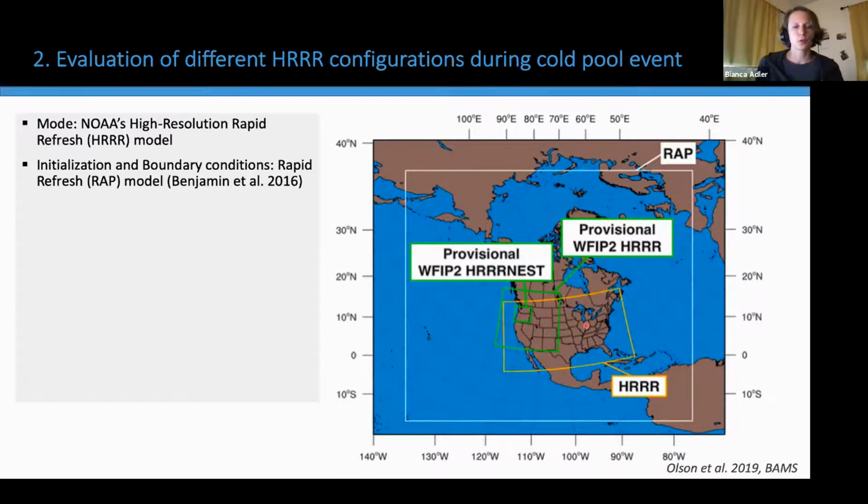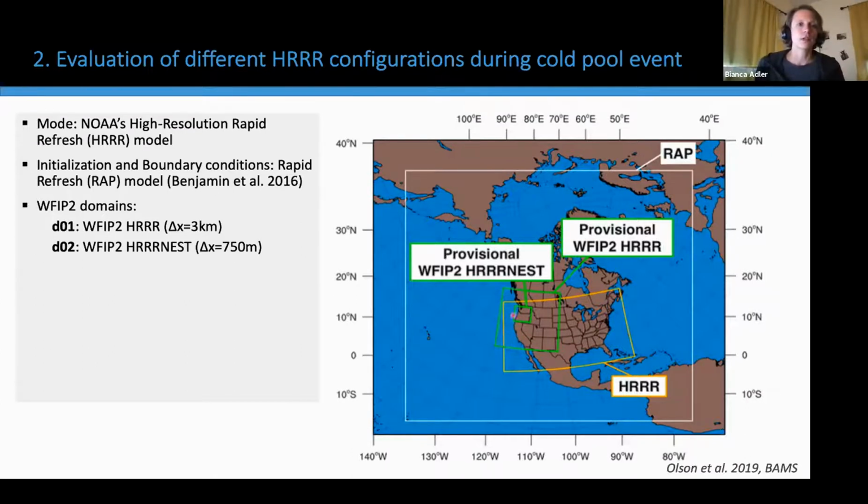For WFIP2, two smaller domains were used. One, which I call domain 1, encompasses the western CONUS and has a horizontal resolution of around 3 kilometers. And nested in this, we have domain 2 with 750-meter resolution centered on the Columbia River Basin.